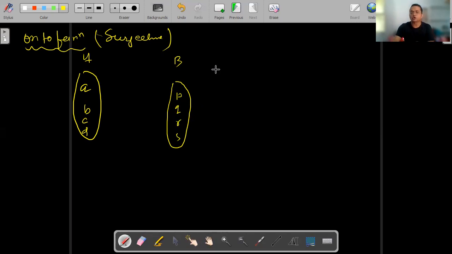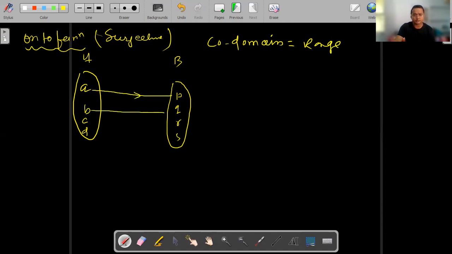Codomain is equal to its range. Let me write here: codomain is equal to its range. Okay, so now you see, A is mapped with P, B mapped with Q, C mapped with R, and D mapped with S.